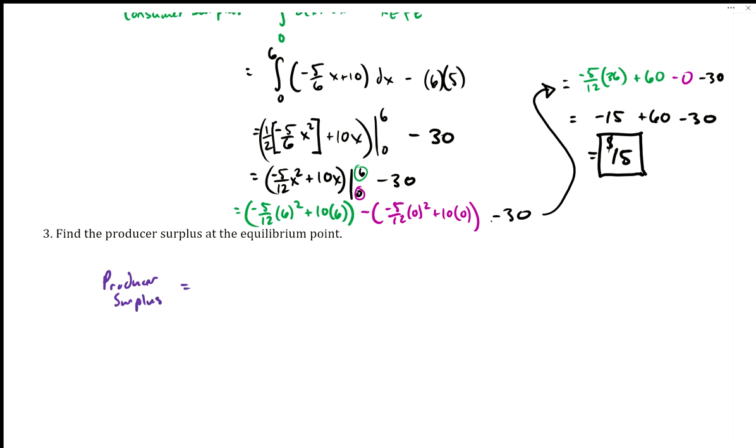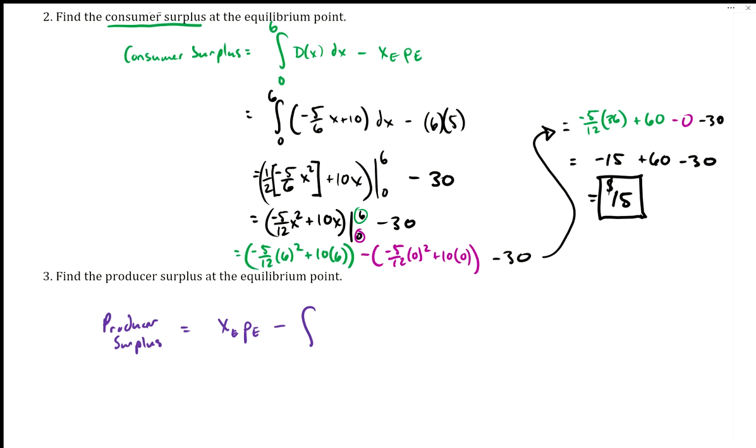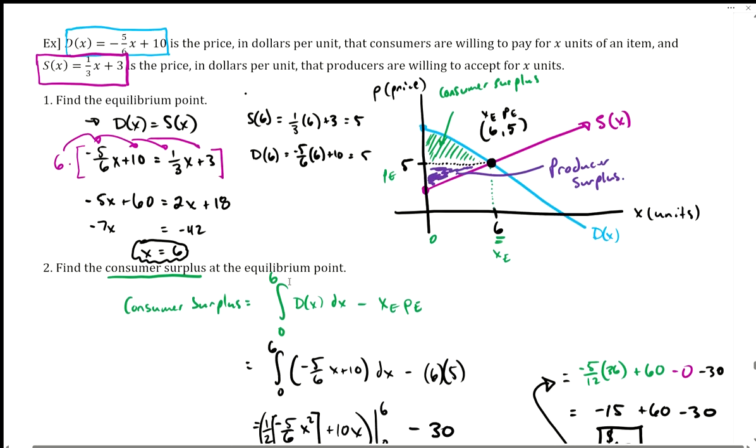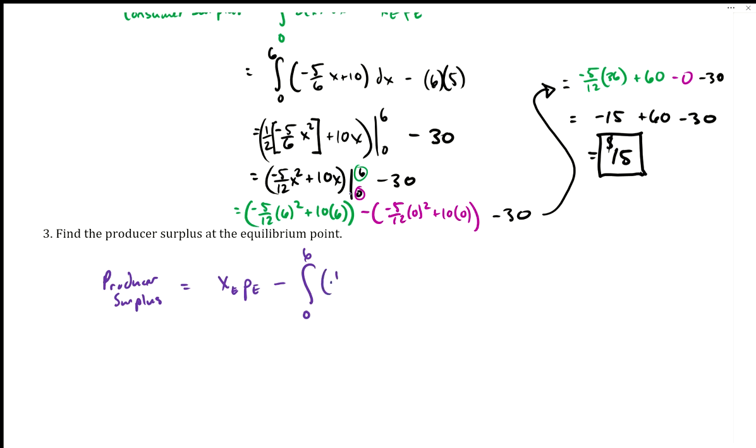is equal to, we said it's the area under the rectangle at the equilibrium point. So I'm going to do XE PE minus the area under the supply curve, so this slanted line, which would need to be using an integral. The bounds are 0 to 6 still, the beginning x-coordinate to the ending x-coordinate. And then we need to put in the supply curve. So we're going to do 1/3 x plus 3 dx.